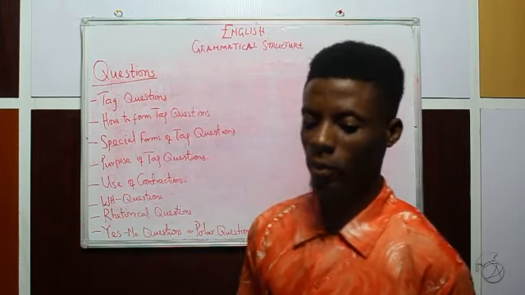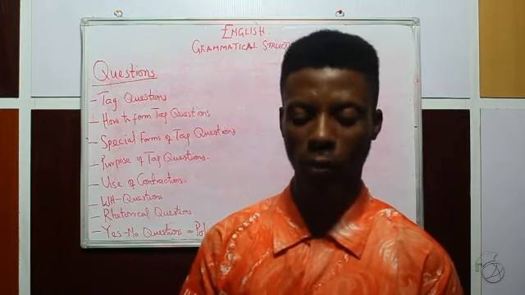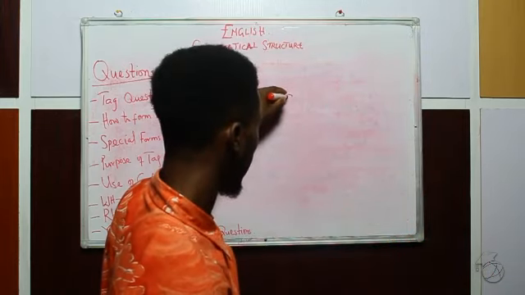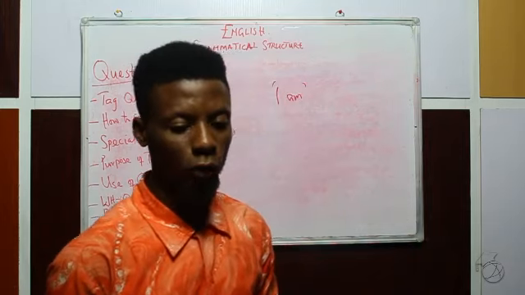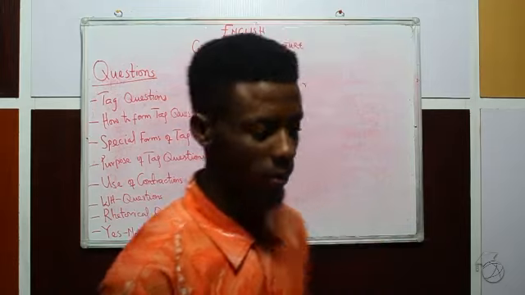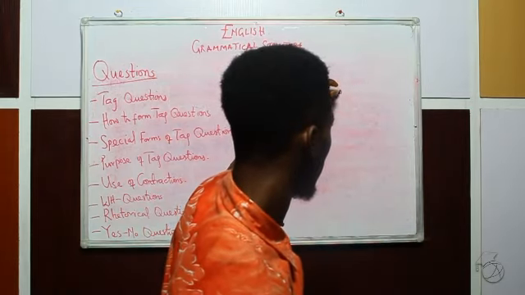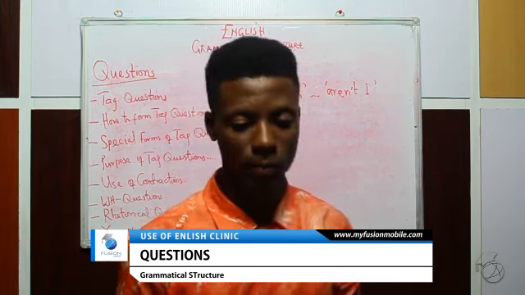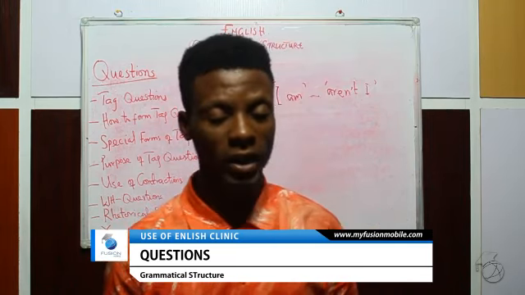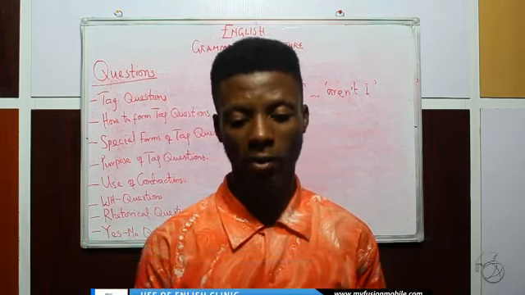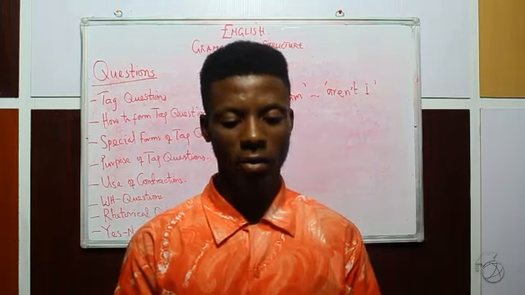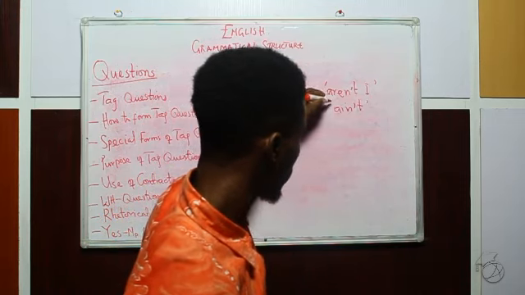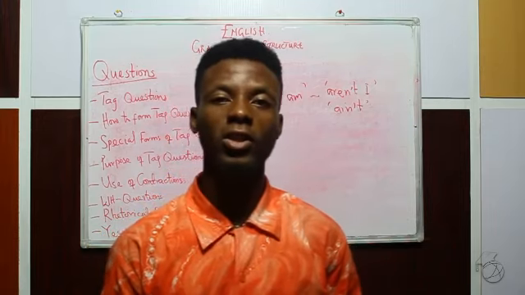We have special forms of tag questions. In forming tags using I am, usually the tag is aren't I. In a statement where we have I am, the tag must be aren't I. This is because the use of ain't I, that is ain't, is outdated, it is colloquial, and it is not standard.